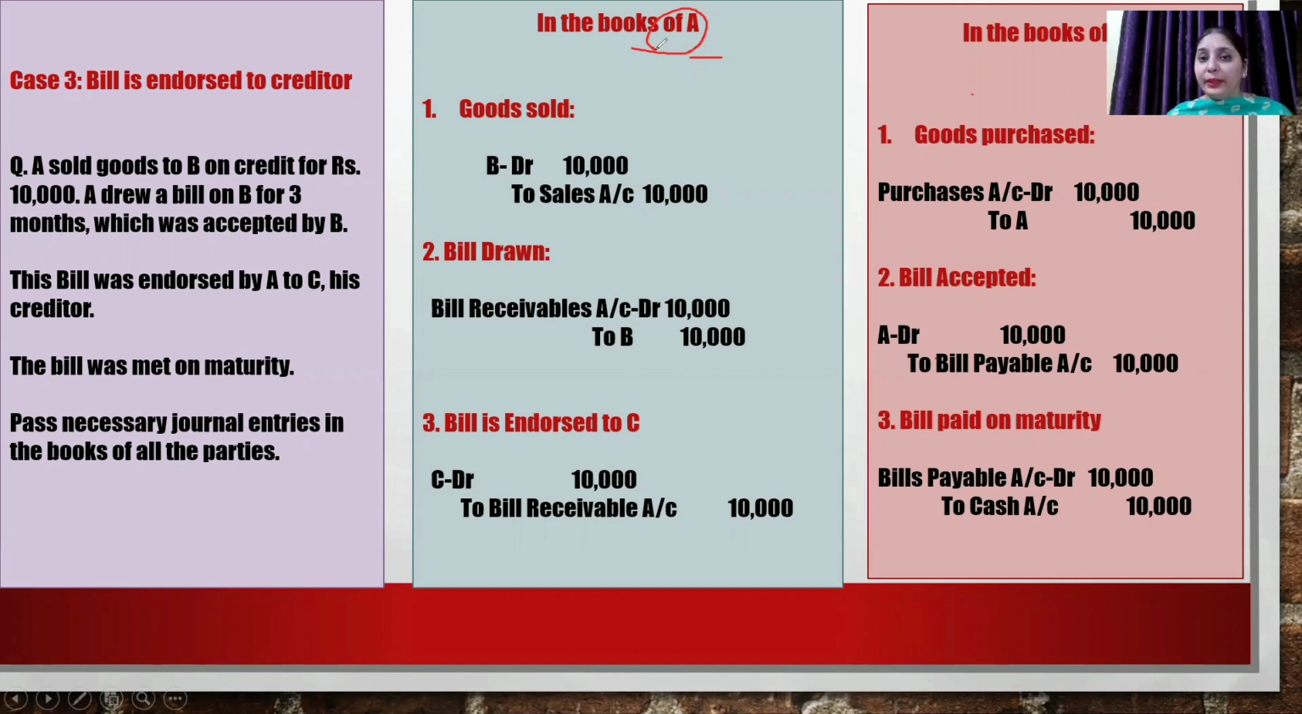A sold goods to B. Again, entries are repeating. For sale, what entries will pass in the books of A? It will be B debit to sales account. And what entry we will pass in the books of B? It will be purchases account debit to A. Now again the bill has been drawn, which is accepted by B. So entry in the books of A will be bill receivable to B, and entry in the books of B will be A debit to bills payable.